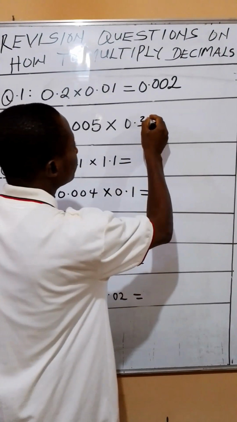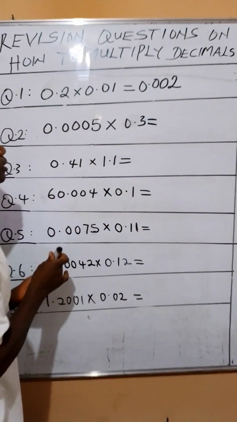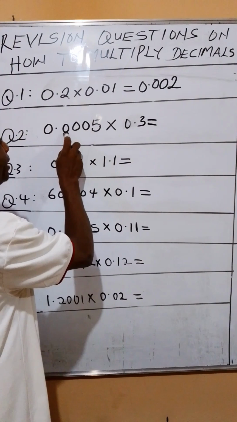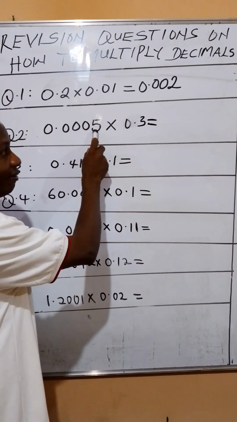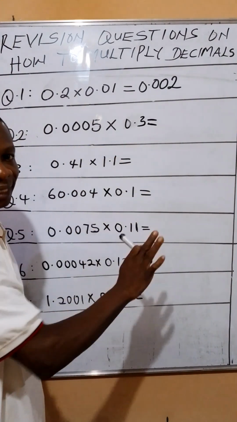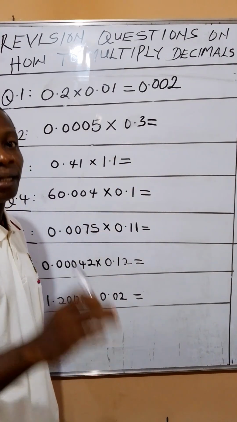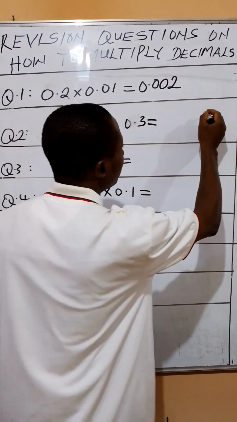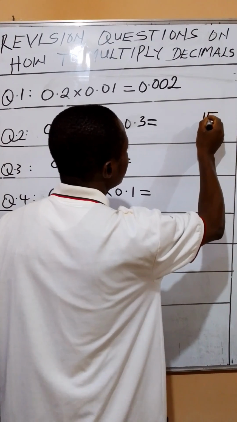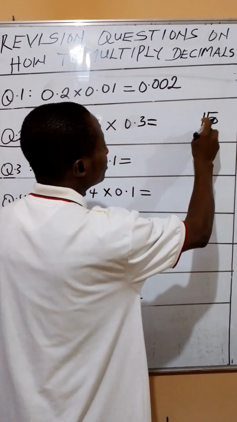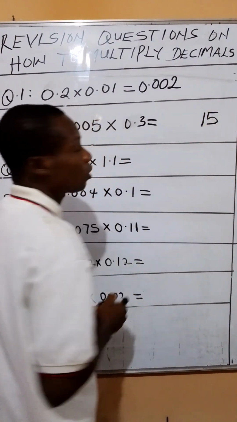Okay, then this one. Treat 0.0005 as 5. Treat 0.3 as 3. So multiply 5 times 3. 5 times 3 is 15. So come here, write 15. That's what we have.